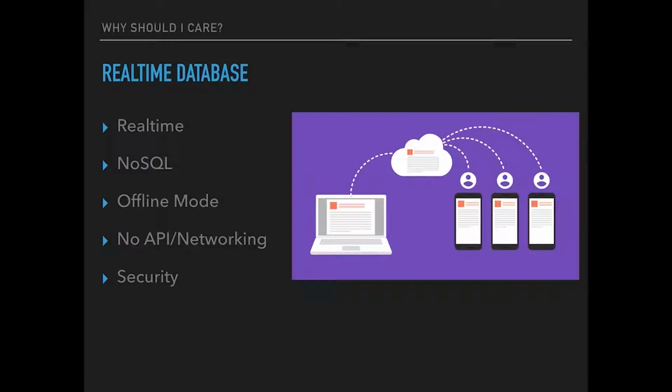So, no API networking. Typically, if you wanted to set up your own mobile app, you probably want an API that you can use to persist data.